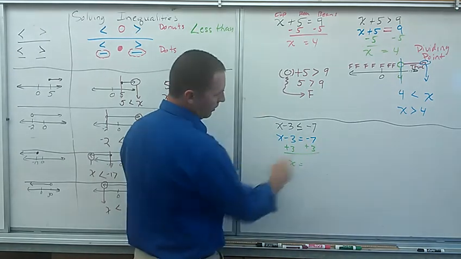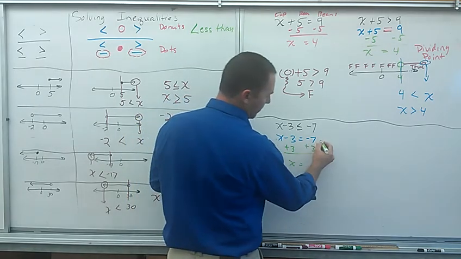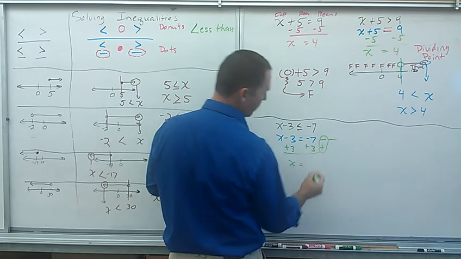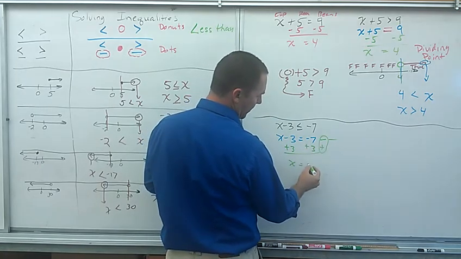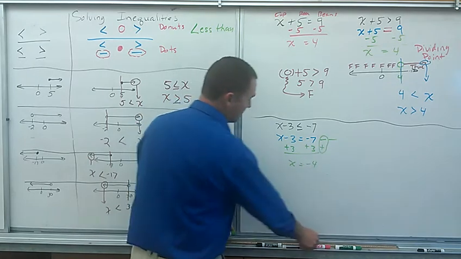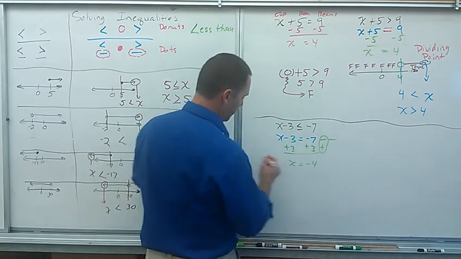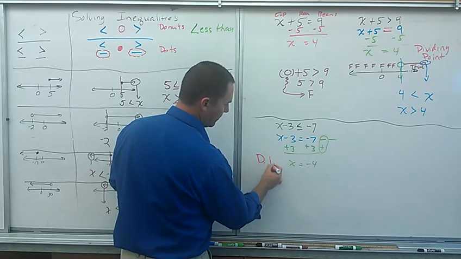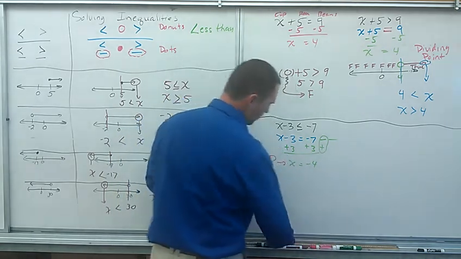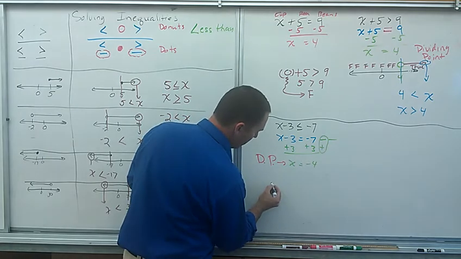Now, over here, you probably want to do a diagram. 2 negatives, 1 positive, circle 1 of each. That gives me negative 4, because I need to subtract there. This is my dividing point. Okay, there's my dividing point right there. Now I'm going to do my number line.